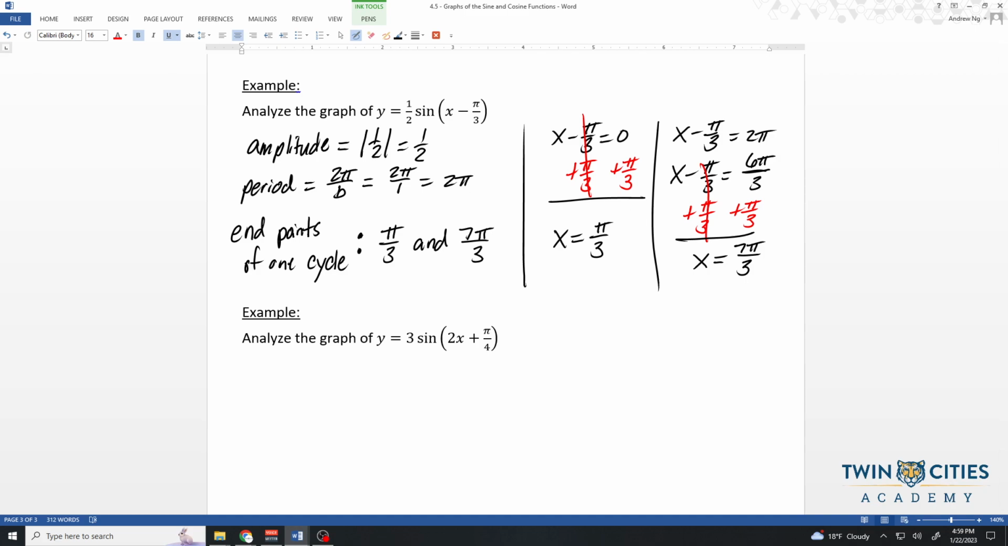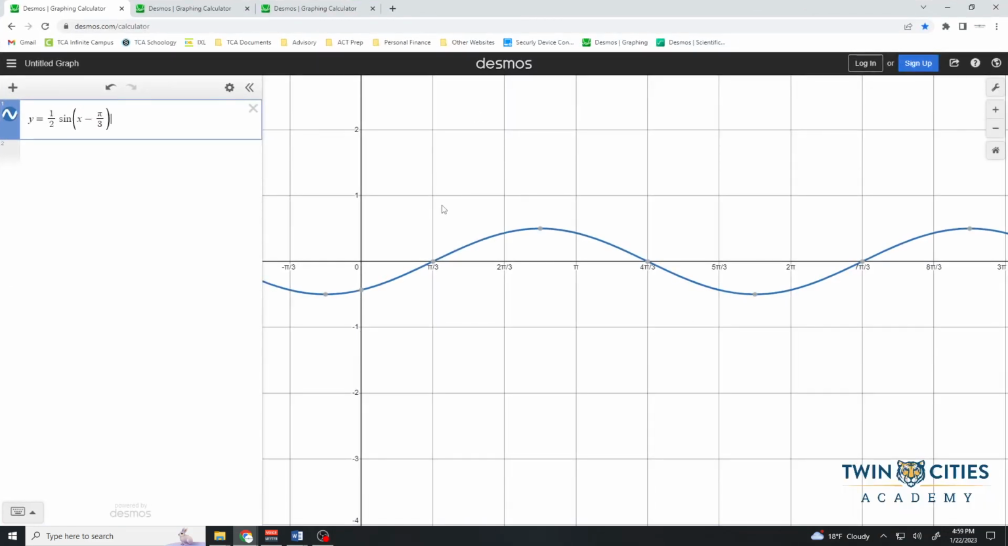Okay, the amplitude is 1/2. The highest it will ever get is y equals 1/2. The lowest this will ever get is y equals negative 1/2. This has a period of 2 pi, and the endpoints of one cycle go from pi over 3 to 7 pi over 3. So I've actually got this graphed over here. y equals 1/2 sine of x minus pi over 3. We see the highest this gets is 0.5, so that's 1/2. The lowest this will ever get is negative 0.5. And I've got pi over 3 right here, and it'll go up, down, and then restart again at 7 pi over 3.